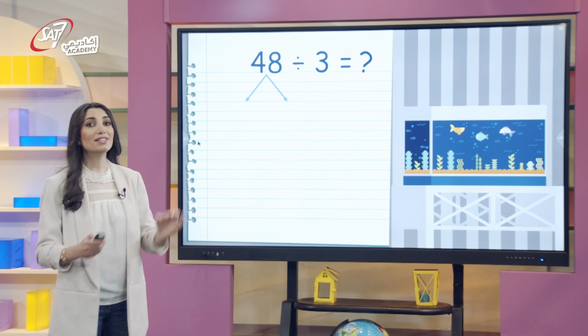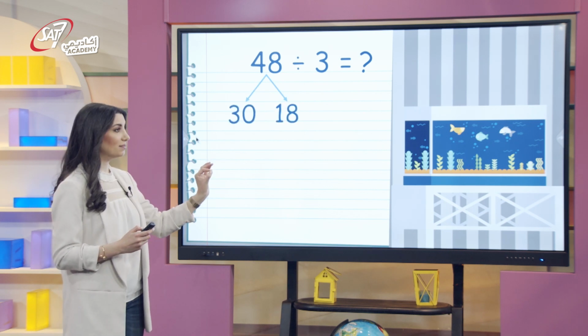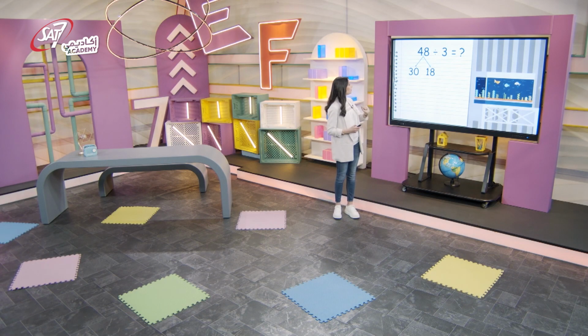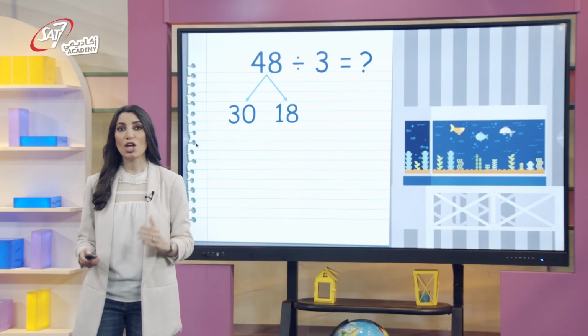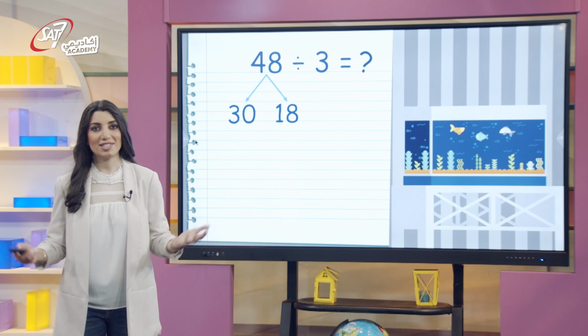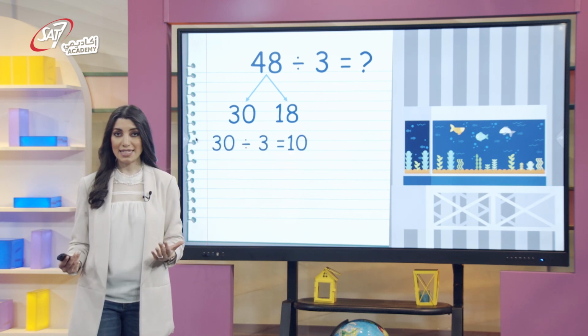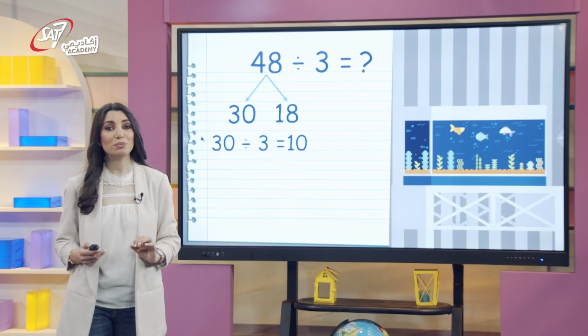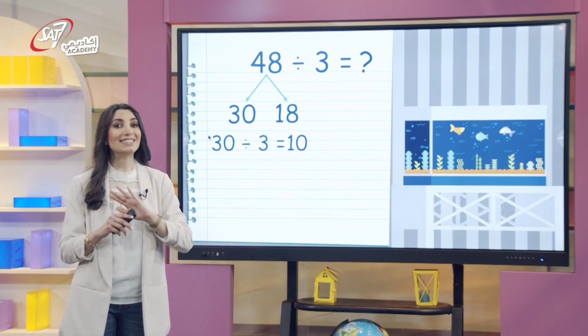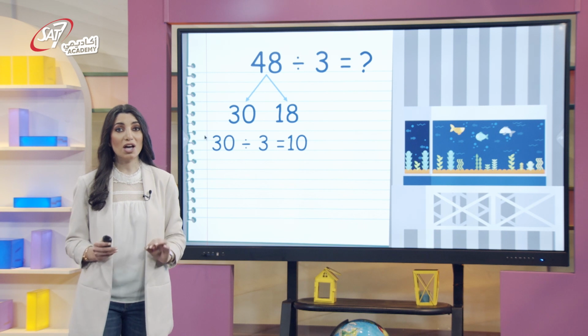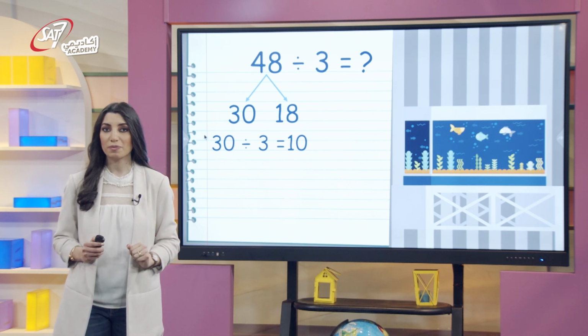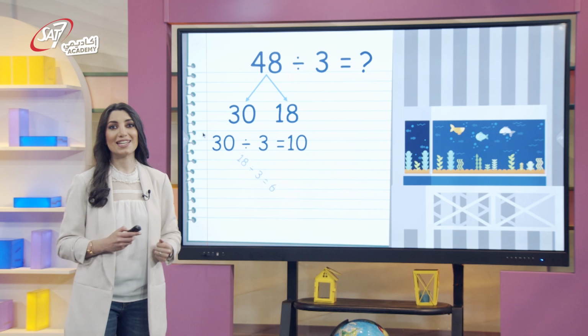48 is made of 30 and 18. 30 plus 18 equals 48. So instead of dividing 48 by 3, I will divide 30 by 3, then 18 by 3. 30 divided by 3 is 10. By the way, I chose numbers 30 and 18 because it is easy to divide both numbers by 3. But any 2 numbers that have the sum of 48 would also work. 18 divided by 3 is 6.